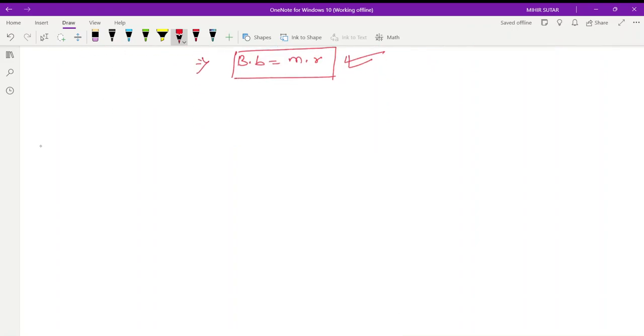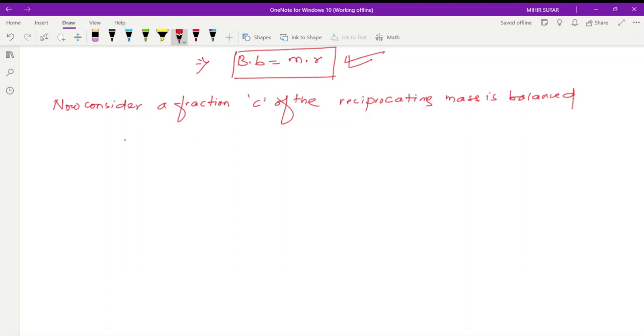Now consider that a fraction c of the reciprocating mass is balanced. So c times mr is equal to B dot b. As we are discussing partial balancing, it is presumed that some fraction of the total reciprocating mass is balanced. Let us say it is c times. So we multiply here with c in mr. So c times m dot r should be equal to B dot b.